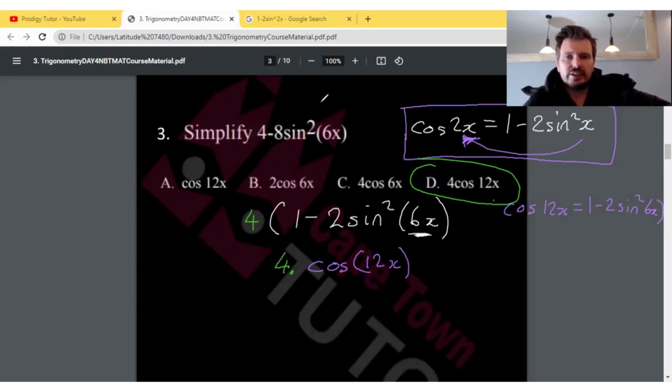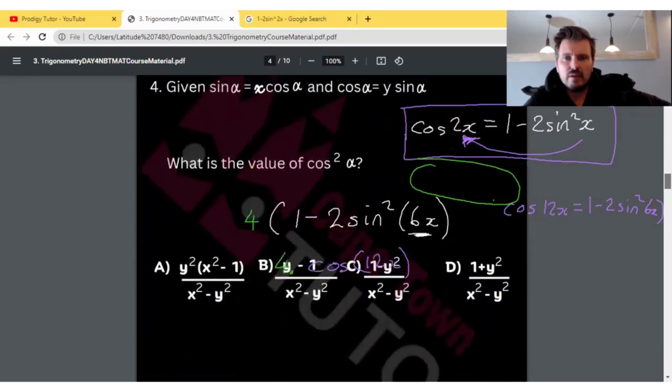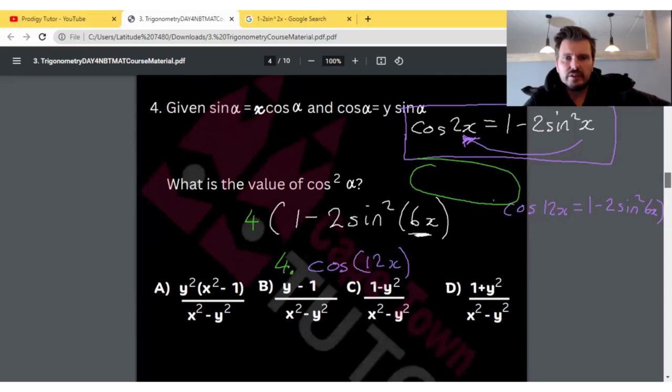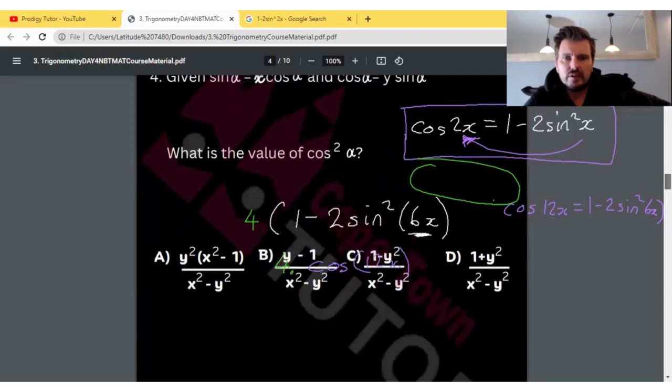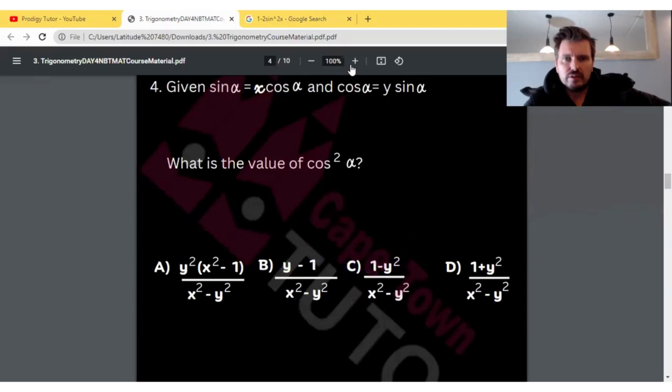All right, next one. Okay. Given the value of sine alpha equals x cos alpha and cos alpha equals y sine alpha, what is the value of cos squared alpha?